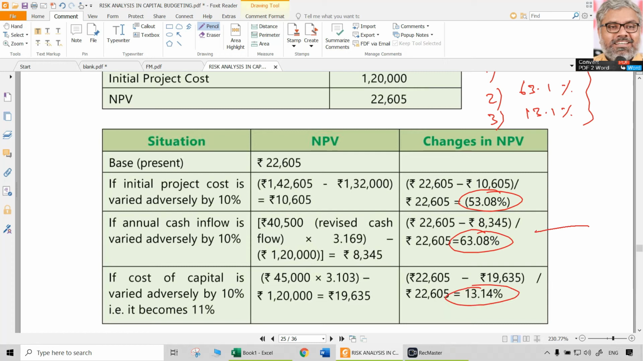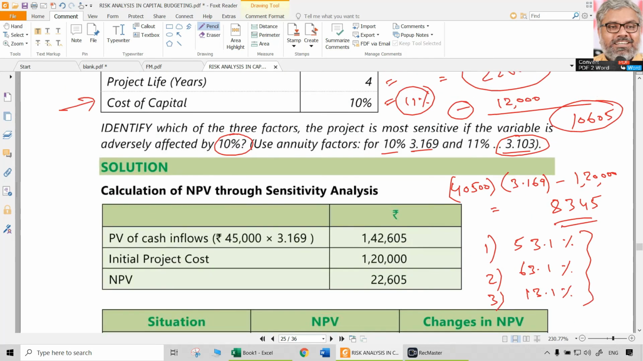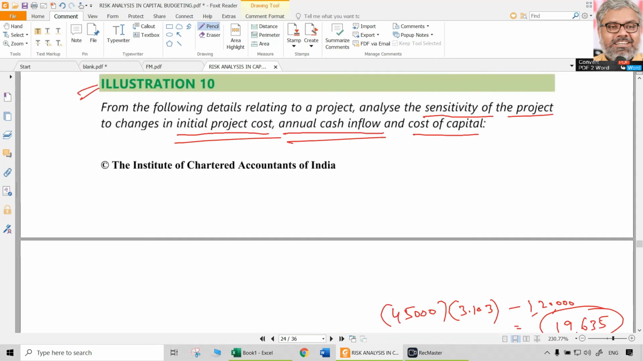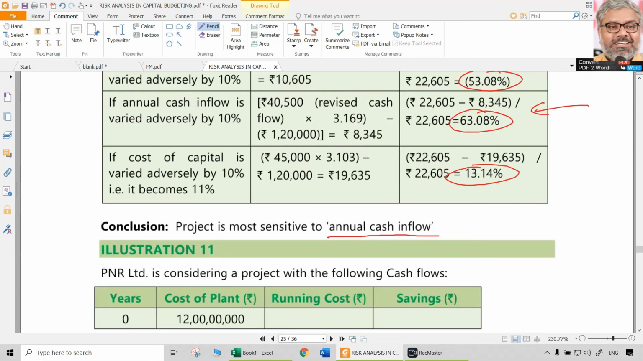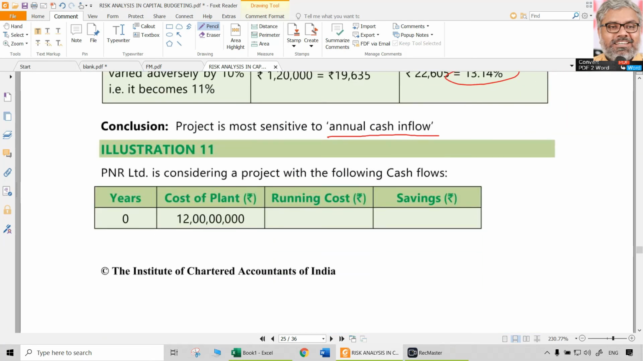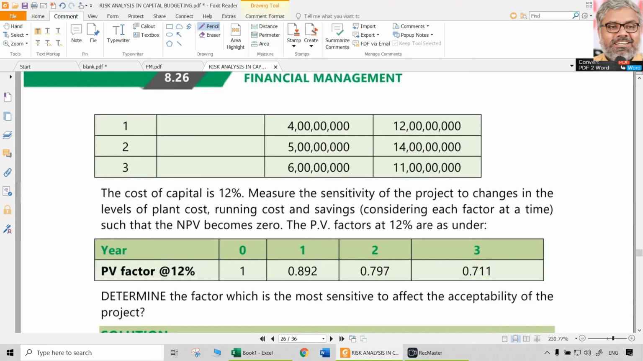So which is having the most impact? Naturally the annual cash flows. That is most influential on NPV. In other words, the project is more sensitive to the annual cash inflows. That is the conclusion. That's all. Such questions can be asked, and were asked also for 5 marks. Many number of times, lots of times such kind of questions were asked. Okay, so that is the point to be noted.